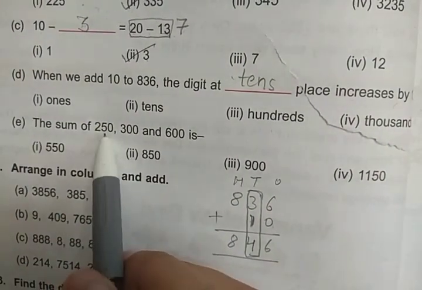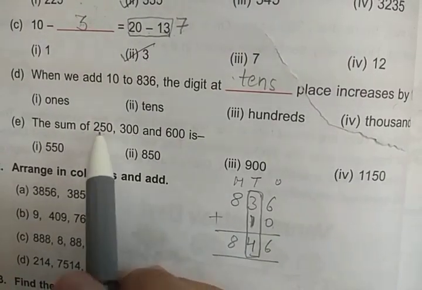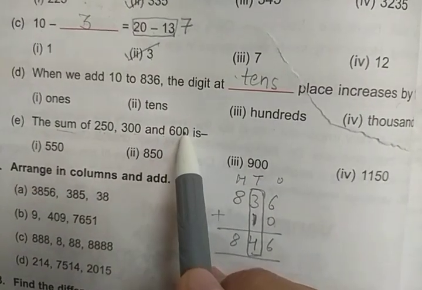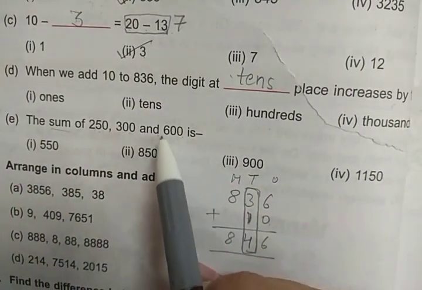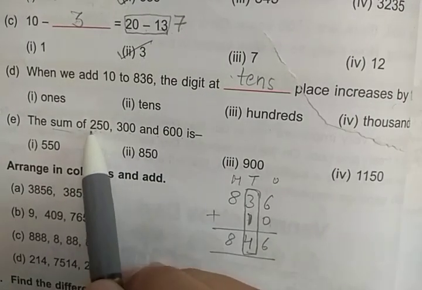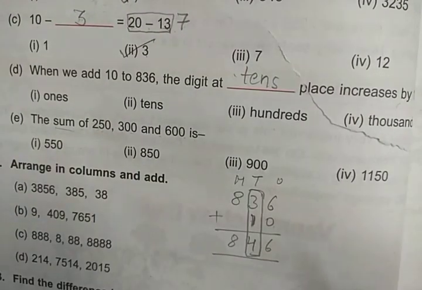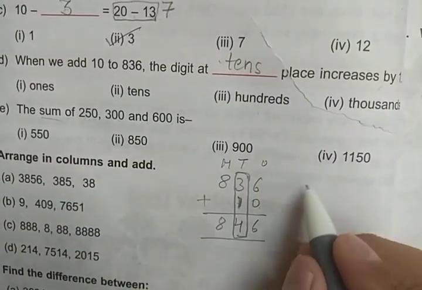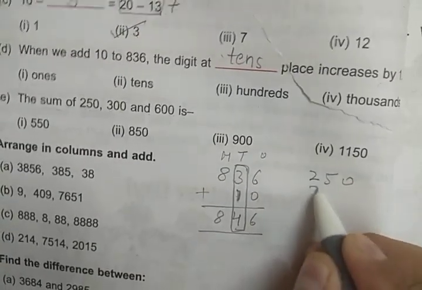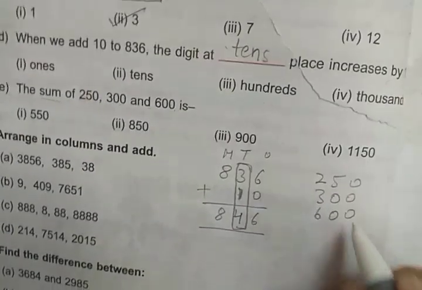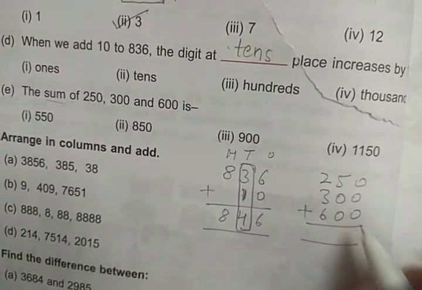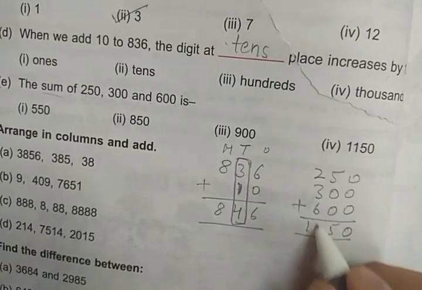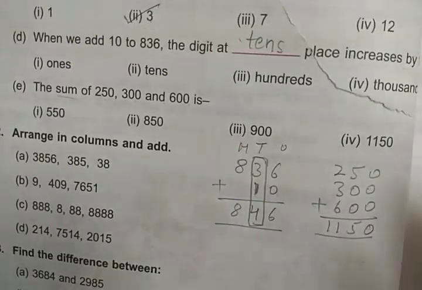Next, the sum of 250, 300 and 600 is. Find the sum of these three. Sum means add. If we add these three, what will be the answer? 600 plus 300 is 900. 9 plus 2 is 11. 1150. You can add them orally. If you don't know how to add orally, then you can also add separately. Add them: you will get the answer 0, 5, 6 plus 3, 9, 9 plus 2 is 11, 1150. So here is our answer.